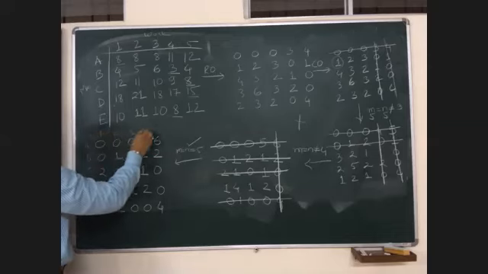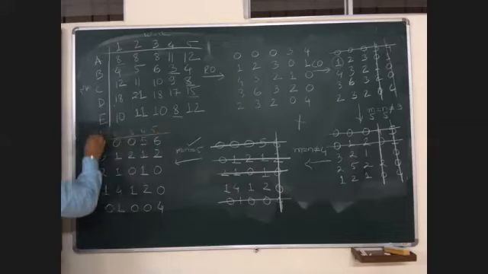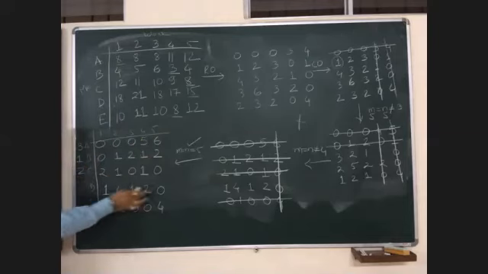1, 2, 3, 4, 5. I'll write number of zeros. Number of zeros are 3, 1, 2, 1, 3. I've told you, go with minimum number of zeros. So 1, I've assigned.